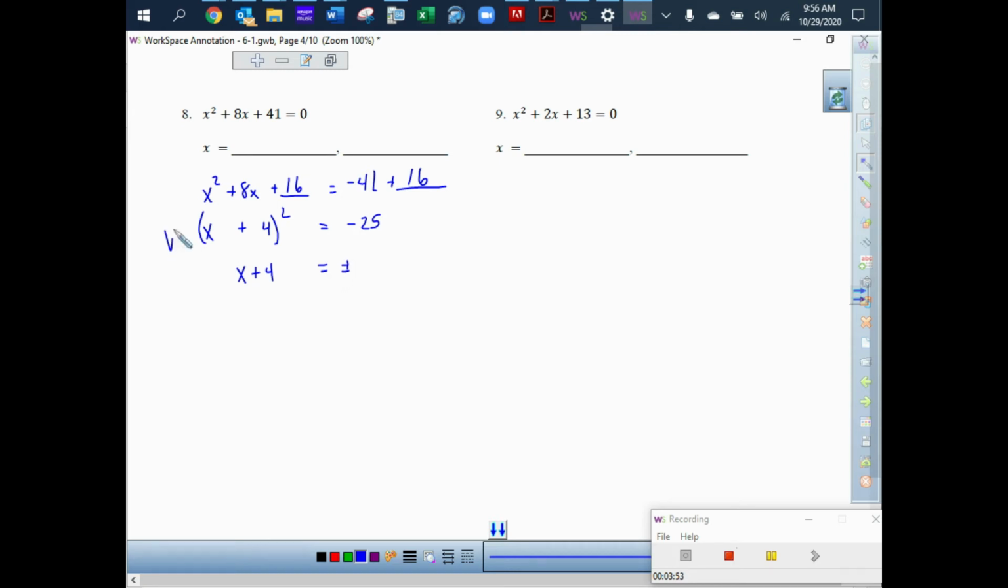If you square root, remember, this is going to give you an imaginary number, but 25 is a perfect square, so the square root of that would be 5, but you need an i with it because it's imaginary. And then you'll get x equals negative 4, because we'll subtract that over, plus or minus 5i. And there's our two answers, negative 4 plus 5i, and negative 4 minus 5i.